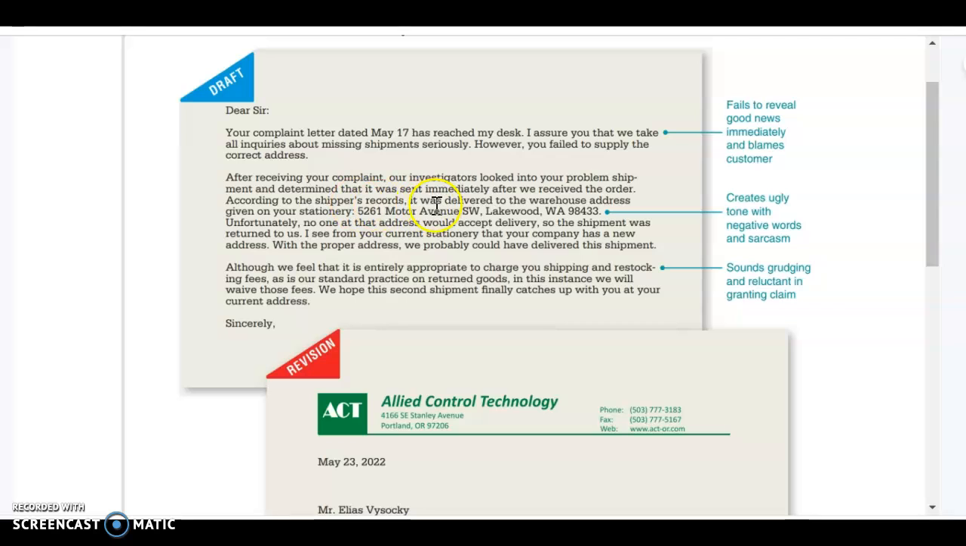received the order. According to the shipper's records, it was delivered to the warehouse address given on your stationery. And it says, "I see from your current stationery that your company has a new address. With this proper address, we probably could have delivered this shipment." So this is very negative, sarcasm, we don't want any of that. And then, "Although we feel that it is entirely appropriate to charge you shipment and restocking fees, as is our standard practice on return goods, in this instance, we will waive those fees. We hope this second shipment finally catches up with you at your current address." So this sounds grudging and reluctant.